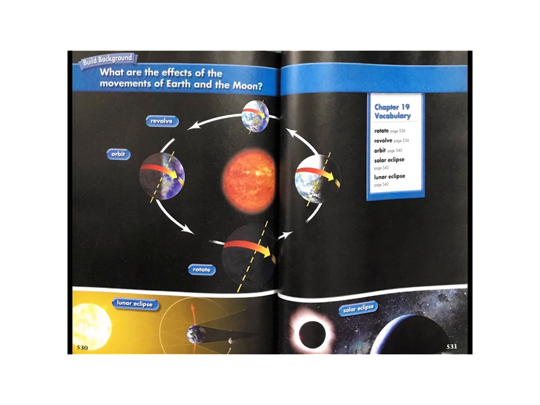What are the effects of the movement of Earth and the Moon? Revolve, orbit, rotate, lunar eclipse, solar eclipse. The vocabulary for this chapter are rotate, revolve, orbit, solar eclipse, and lunar eclipse.